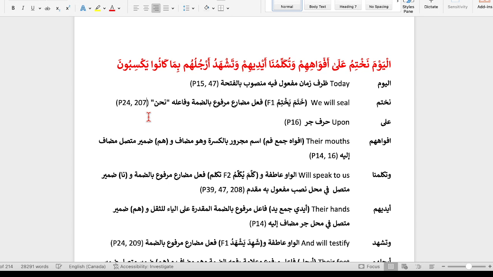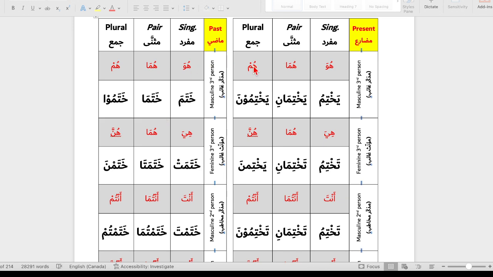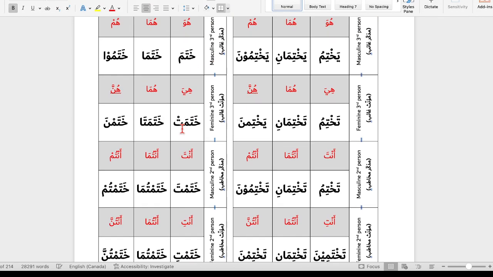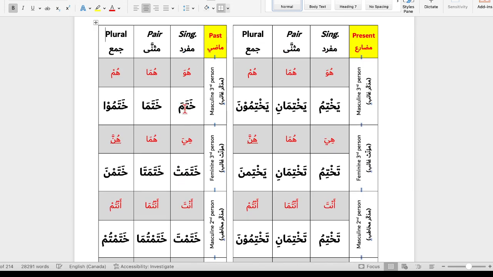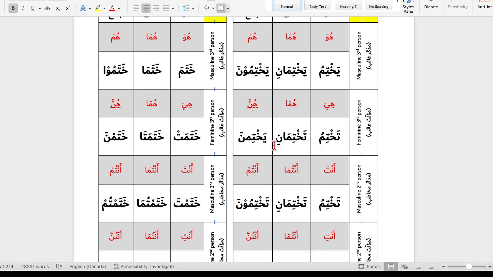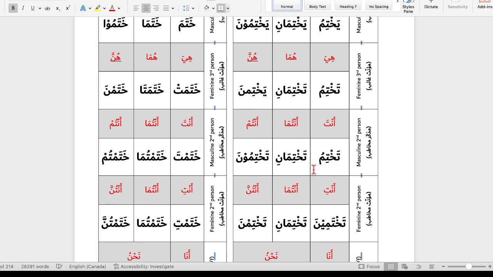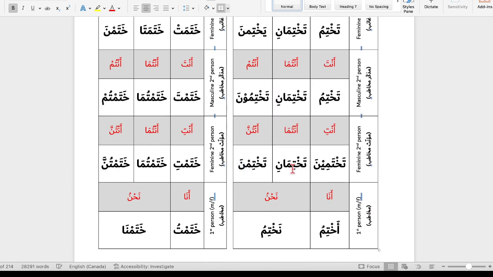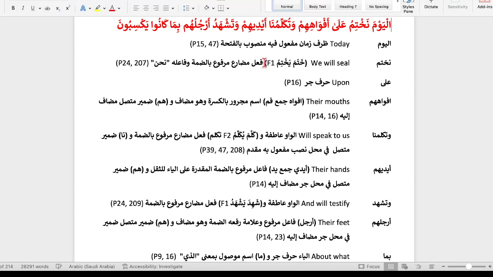I have the conjugation table of this verb on page 207. So huwa khatama past tense, huwa yakhtimu present tense, huma yakhtimani, hum yakhtimuna, hiya takhtimu, huma takhtimani, hunna yakhtimna, anta takhtimu, antuma takhtimani, antum takhtimuna, anti takhtimina, antuma takhtimani, antunna takhtimna, ana akhtimu, nahnu nakhtimu. So you see nahnu nakhtimu comes for nahnu. So we nakhtimu, we will seal, to seal.